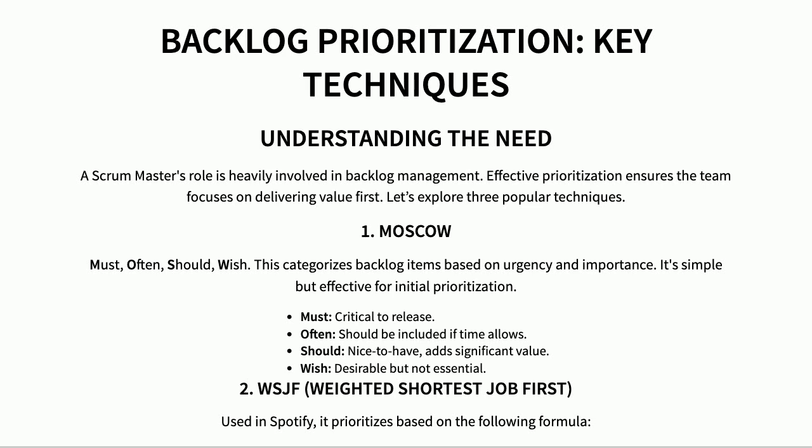First up, MoSCoW, a straightforward way to categorize items as must have, should have, could have, and won't have. Then we have WSJF, used by Spotify, which weighs the value of an item against its cost and how long it takes to build it. Finally, there's RICE: reach, impact, confidence, and effort, a great framework for thinking about what will actually make a difference.